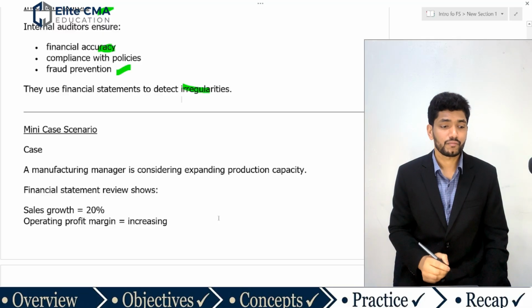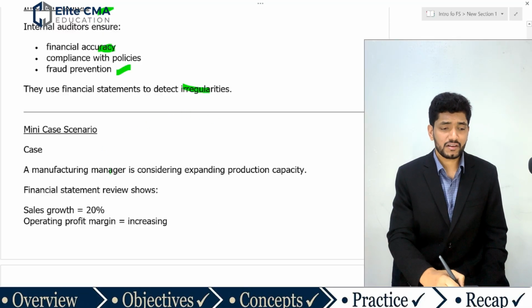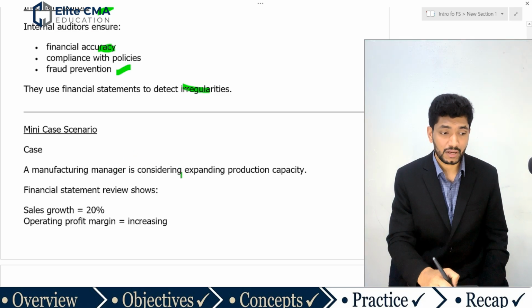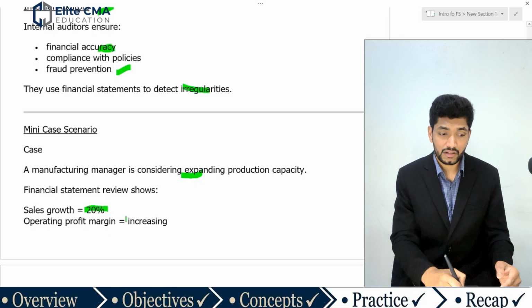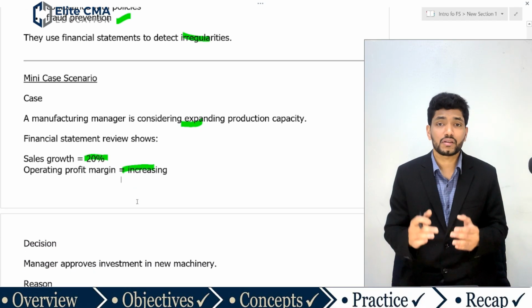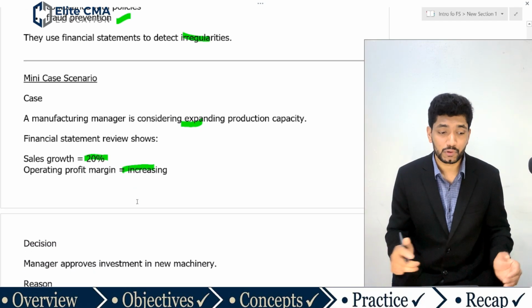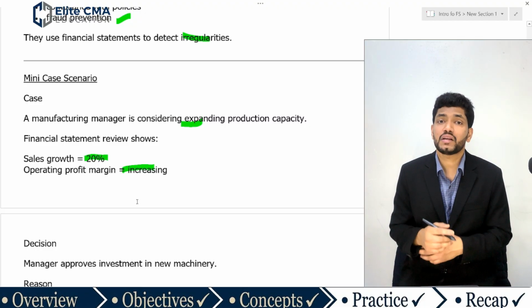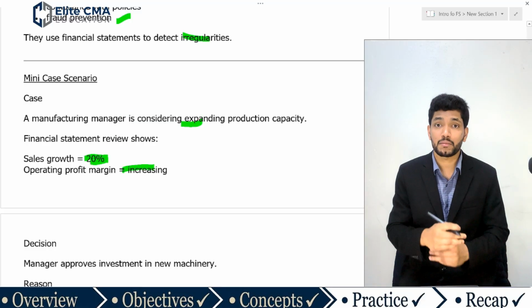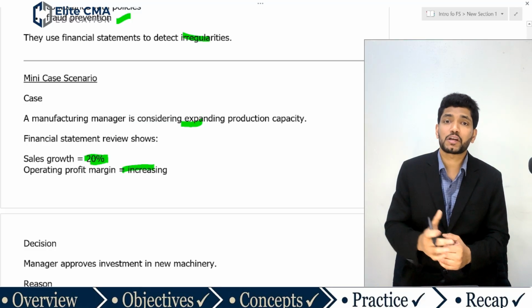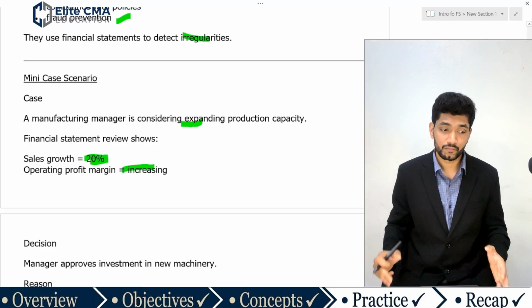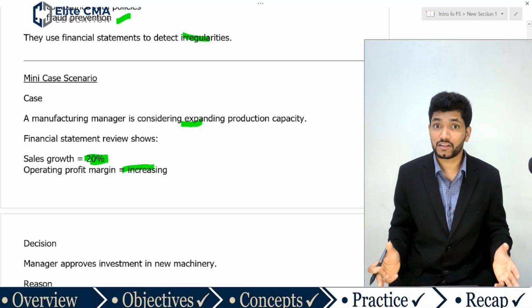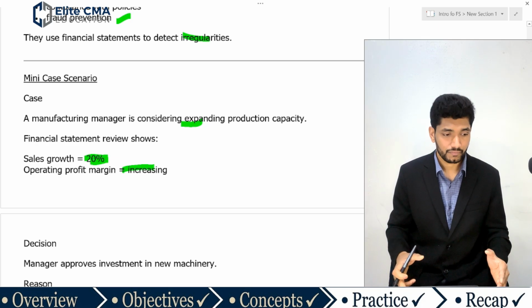So let's look into this case. A manufacturing manager is considering expanding production capacity. The current financial statement review shows a sales growth of 20% and the operating profit margin is also increasing. Based on this information, the manager can approve the investment in the new machine, because there is a clear sales growth of 20%. That means the market is expanding, and the operating profit margin is increasing. That means this product has real profitability. So based on these two insights, the manager can decide to invest in the new machines.